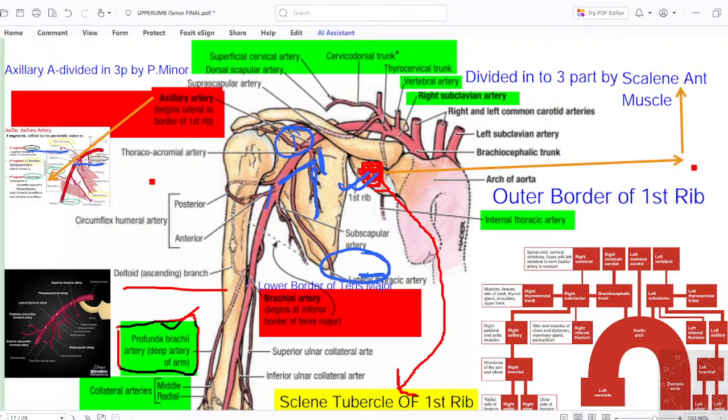The axillary artery, at the lower border of teres major, becomes the brachial artery. It starts at the outer border of the first rib and is divided into three parts by pectoralis minor.